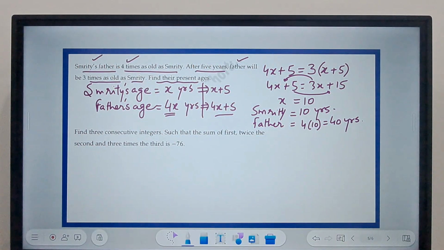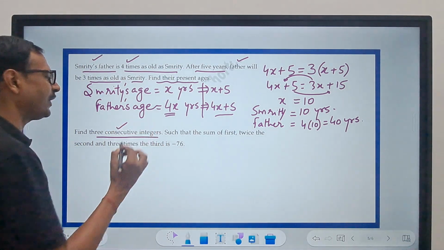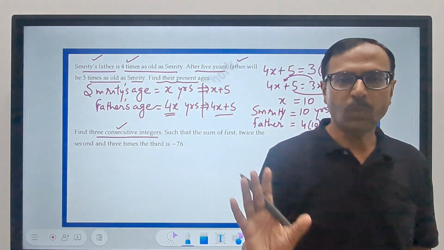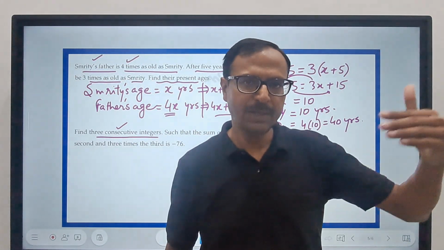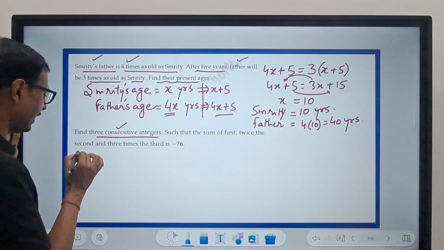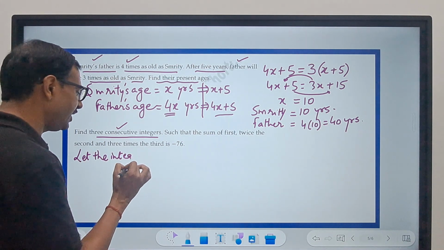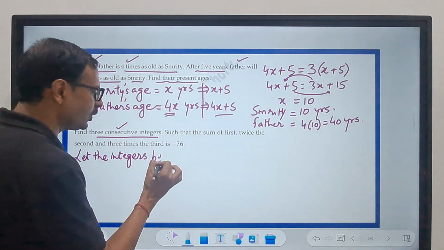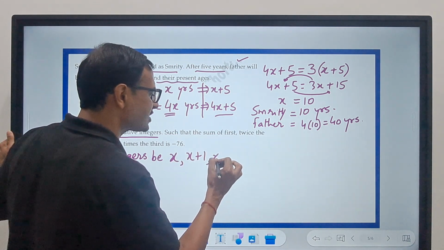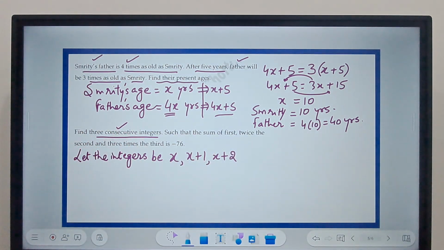Let's see the last one for this video. Find 3 consecutive integers. Whenever you are asked to find consecutive integers, we all know that consecutive integers differ by 1, right? Like 7, 8, 9. They are consecutive integers. So how do you assume them? Let the integers be: if you assume the first one is x, the next one is x plus 1, and the next one is x plus 2. This is how you assume consecutive integers.